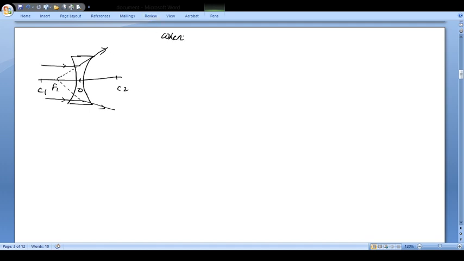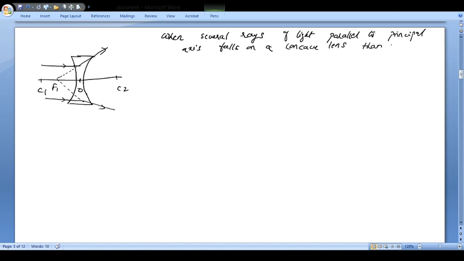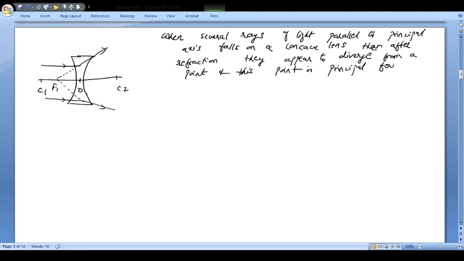So here you can say when several rays of light parallel to principal axis fall on a concave lens, then after refraction they appear to diverge from a point, and this point is principal focus.